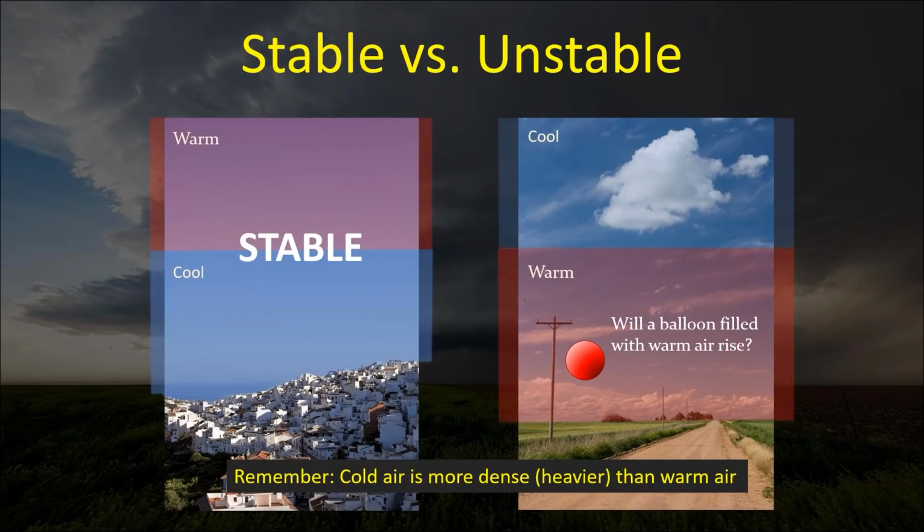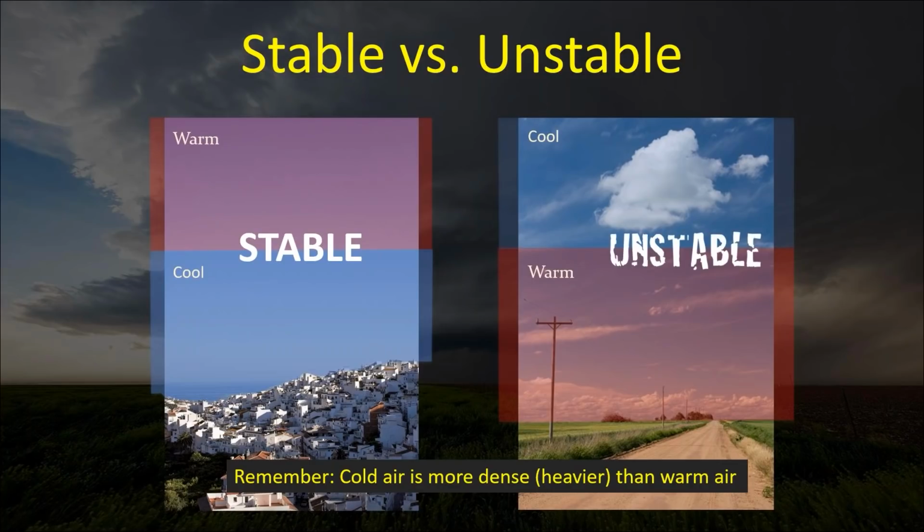Now, on the other example, if you have the opposite case where you've got a warmer air mass beneath a cooler air mass, and you have that same balloon filled with warmer air, and you let it go, it's going to rise. It's going to rise until the air within the balloon is cooler than the air surrounding it. And then it'll either level off or it will sink again. So in this case, the air mass would be considered unstable near the surface because it's warmer than the cooler air above it.